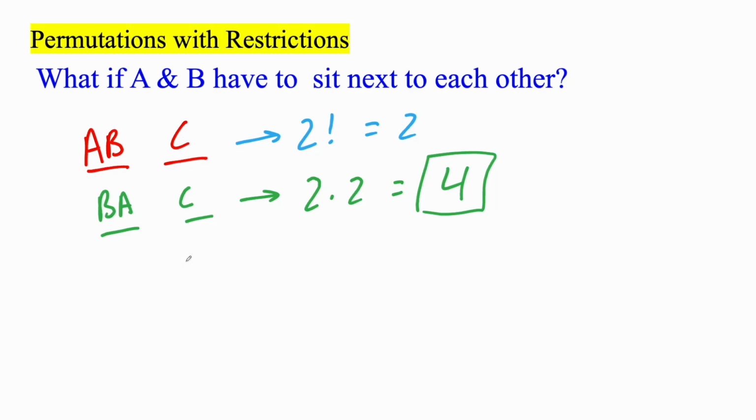And we can also write out all 4. We can do A, B, C, but we could also do C, A, B. So you do see A and B are locked. Likewise, we can do B, A, C, or we could do C, B, A. So those are the 4 options.